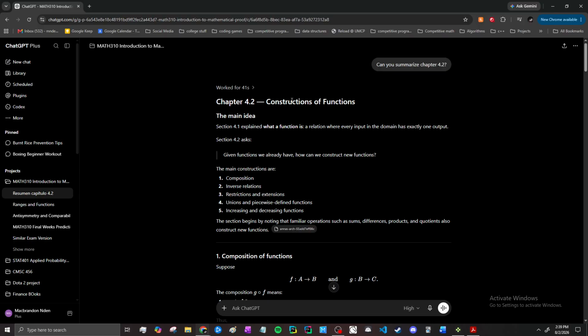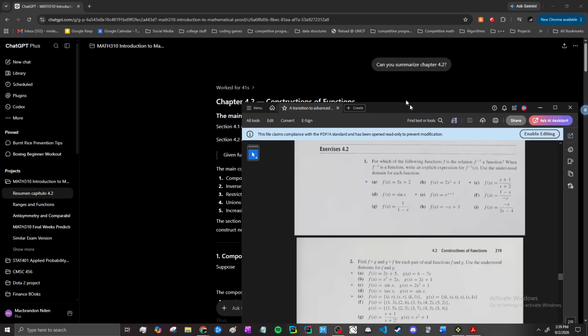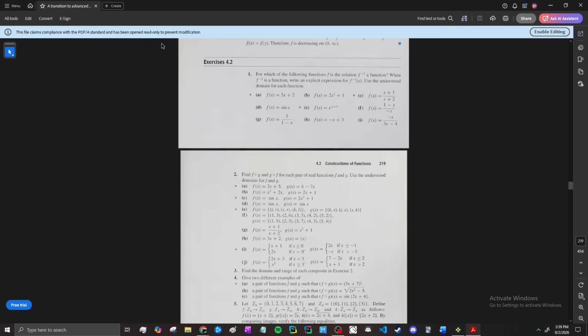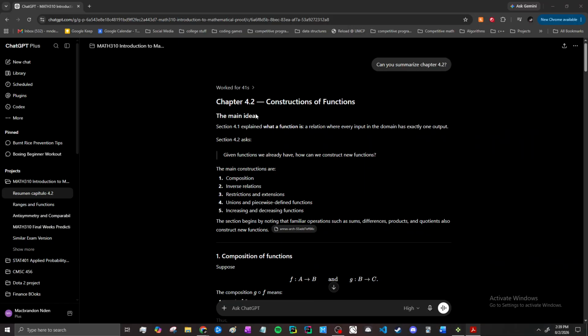So, first let's talk about construction of functions, right? I'm going to start reading first. My goal is to solve at least maybe 3 problems, and then at the end, I'm going to solve another 3 problems. I'll solve 3 problems to give myself an understanding of how to solve the chapters, right? I'm doing 4.2, 4.3, 4.4. It's based off here.